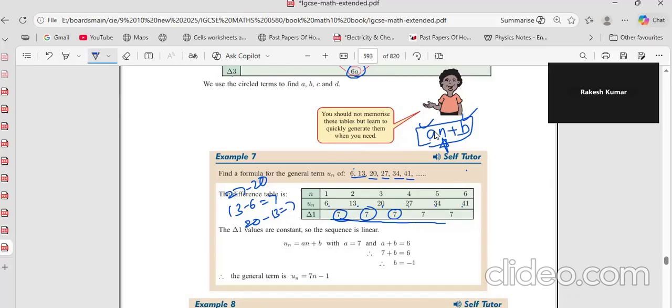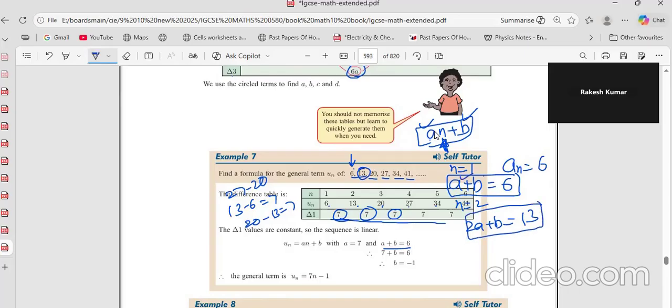What we do is we use this series. We know that the first term is 6. So when n is 1, the term we get is 6. I put n as 1, I get a plus b is 6. Then I put n as 2, I get 2a plus b is 13. So I have got two simultaneous equations with two unknowns. I solve them and I can get a and b.